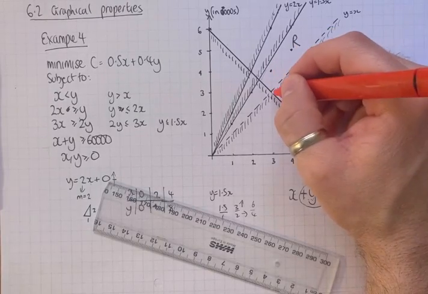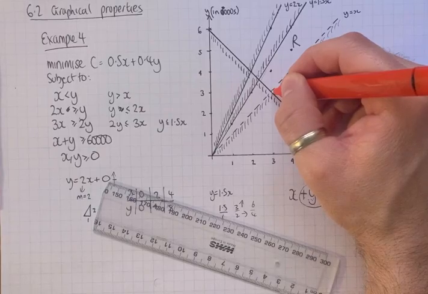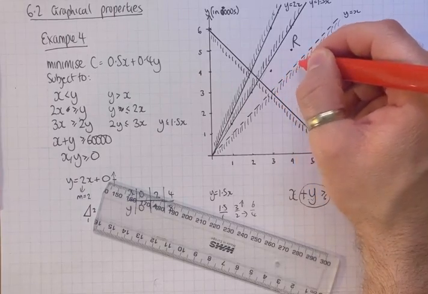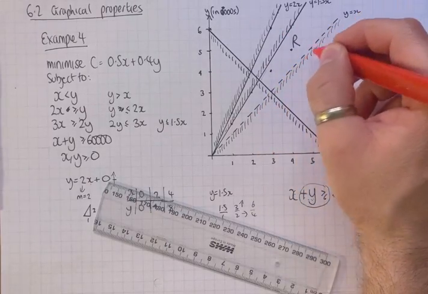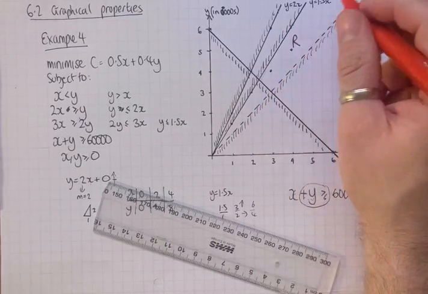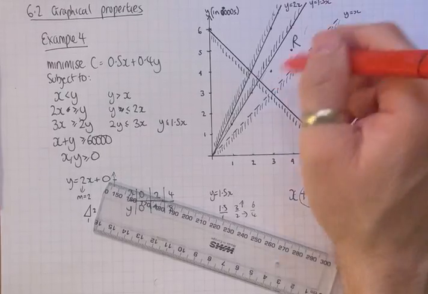Now, you couldn't have this solution here, x is 3, y is 3, because you couldn't lie on this line. You can lie on the bold lines, you can't lie on the dotted lines. Okay, but there's obviously an infinite number of solutions because this graph carries on forever.